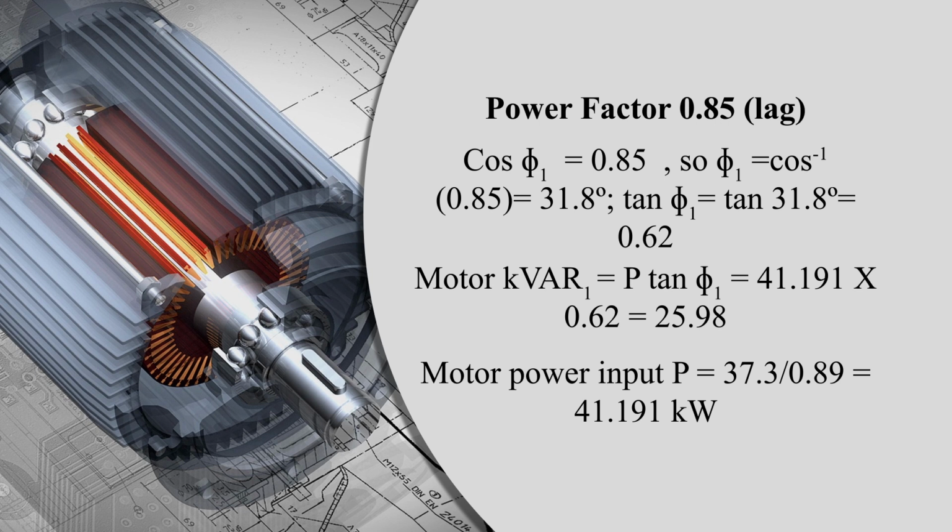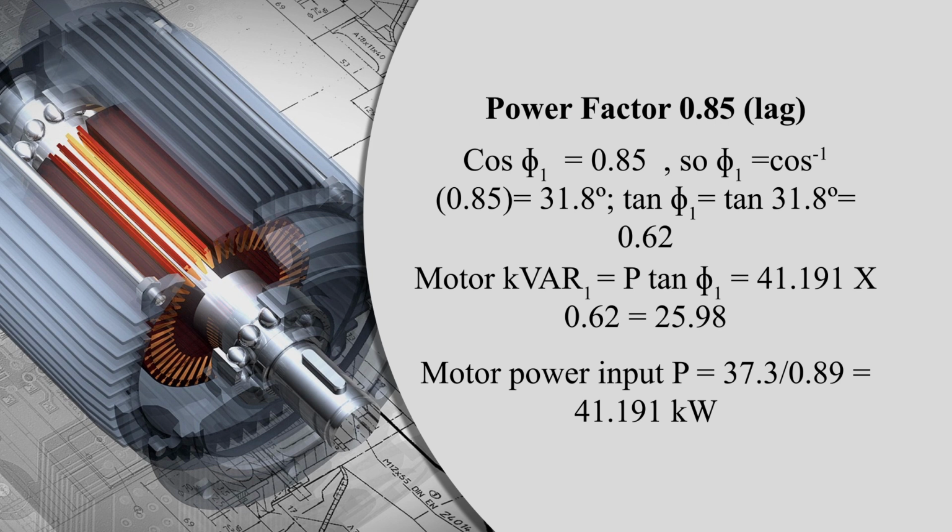So you can write the equation tan phi 1 also. Phi 1 is equal to what? 31.8. So tan phi 1, that means tan 31.8 degree, is equal to 0.62. So motor kVAR1 can be written as P tan phi 1. This one represents all the parameters at power factor 0.85 lagging. So motor kVAR1 is equal to P tan phi 1 is equal to 41.191 multiplied by 0.62. It comes 25.98.